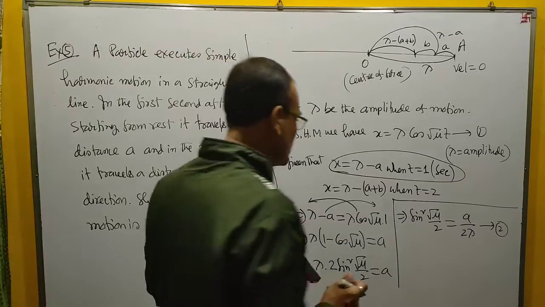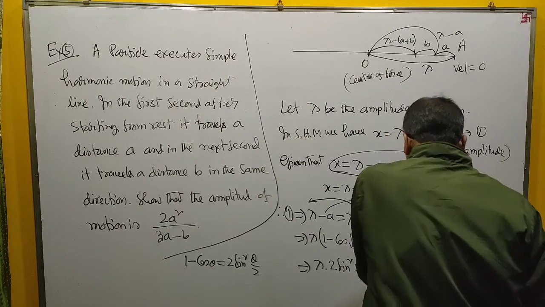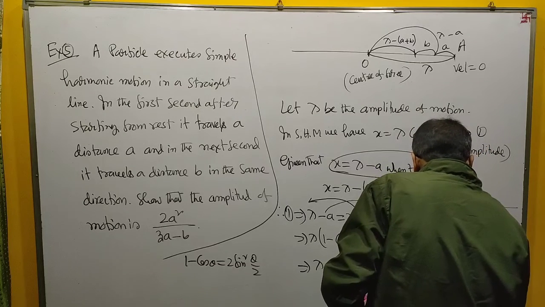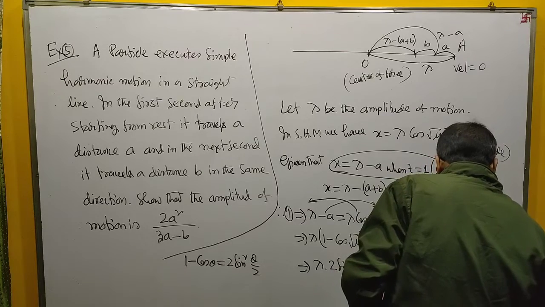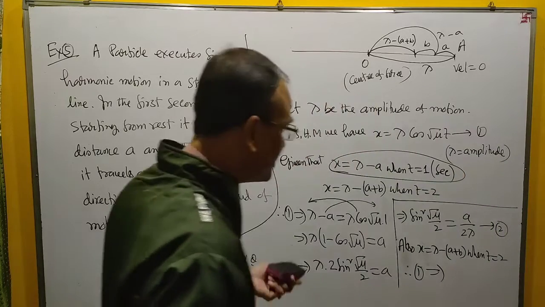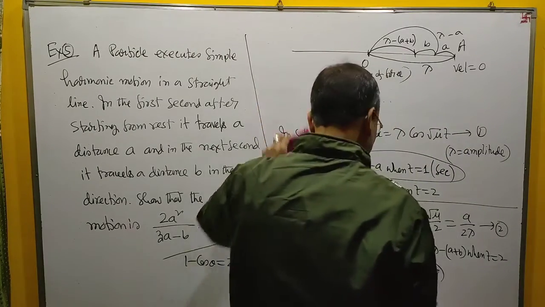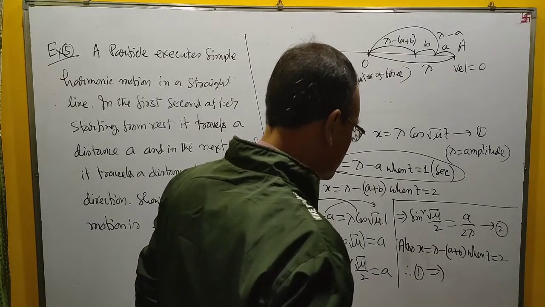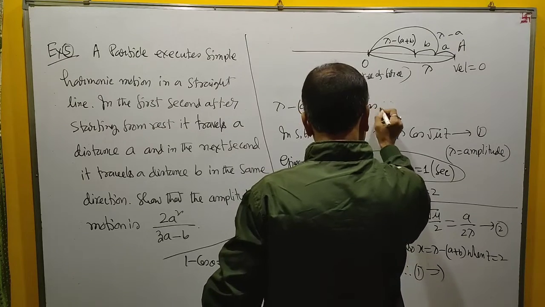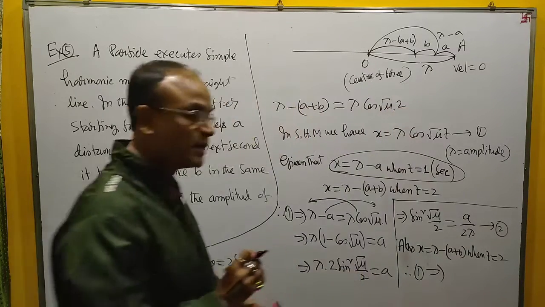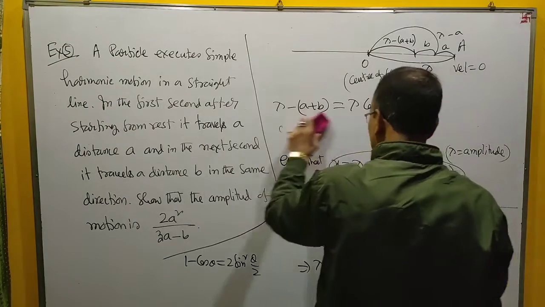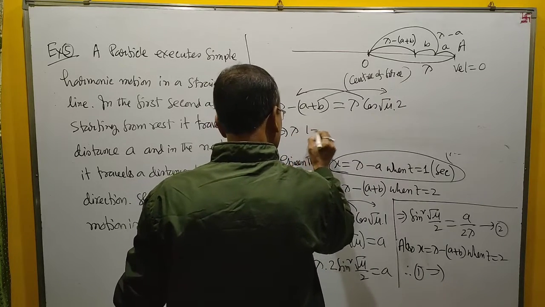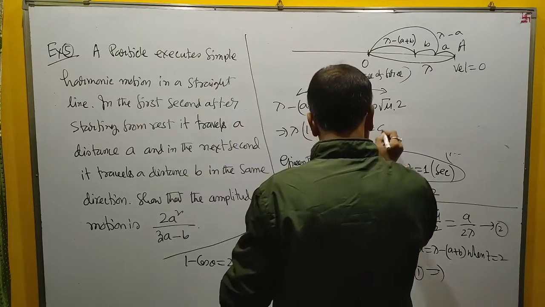Also, x is equal to lambda minus a plus b when t equals 2. Therefore, from 1 you will get lambda minus a plus b equal to lambda cos(2√μ). Just as before, take this to the right hand side and this to the left hand side. Lambda into 1 minus cos of 2√μ should be equal to a plus b.